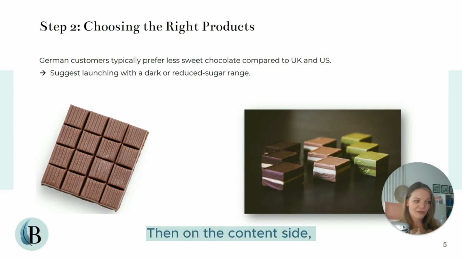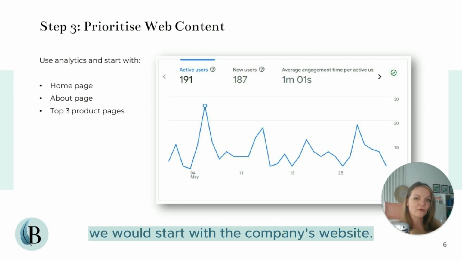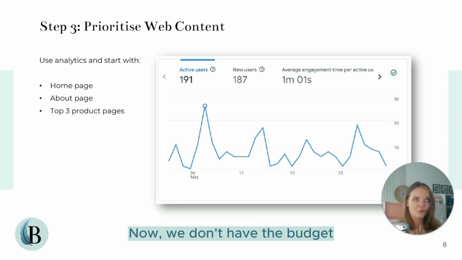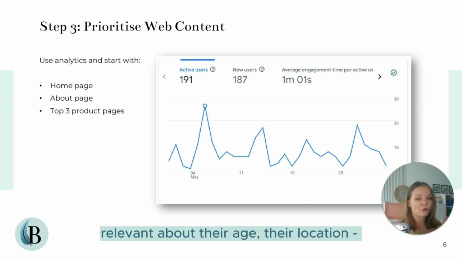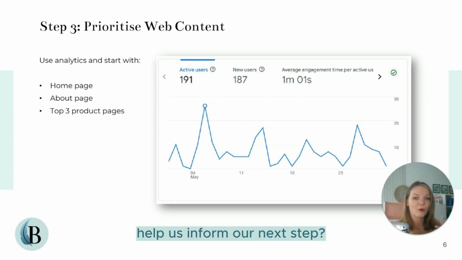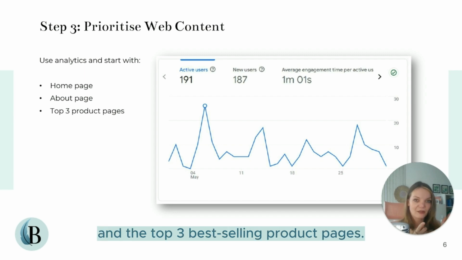Then on the content side, we would start with the company's website. Now, we don't have the budget or the time to translate all of the UK website into German all at once. So we would have a look at website analytics to see what we can find out about the website visitors. Can we see if there's anything relevant about their age, their location, anything else that would help us inform our next step? But as a general rule of thumb, I always recommend starting with the homepage, the about page, and the top 3 best-selling product pages.